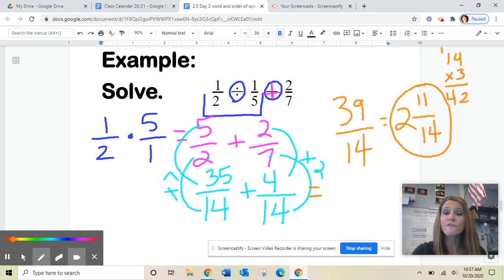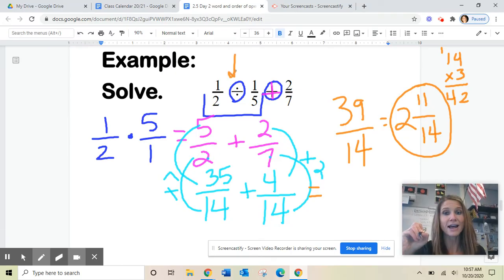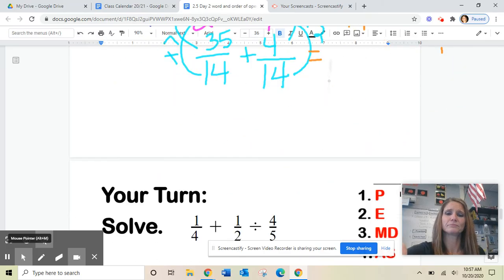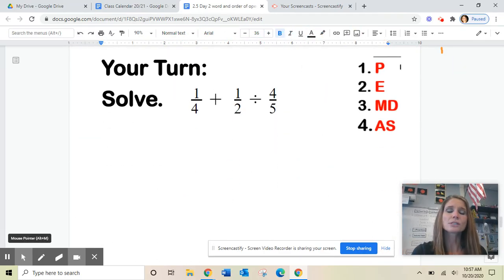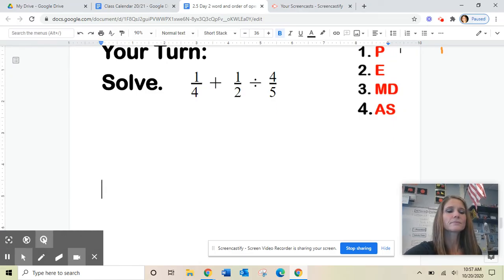Notice I followed the order of operations. When I divided, I followed what good dividing fraction problems look like. And when I added, I needed that common denominator first. I'll give you one to try. We'll pause the video while you solve 1/4 plus 1/2 divided by 4/5. So you've got a little bit of add and a little bit of divide.